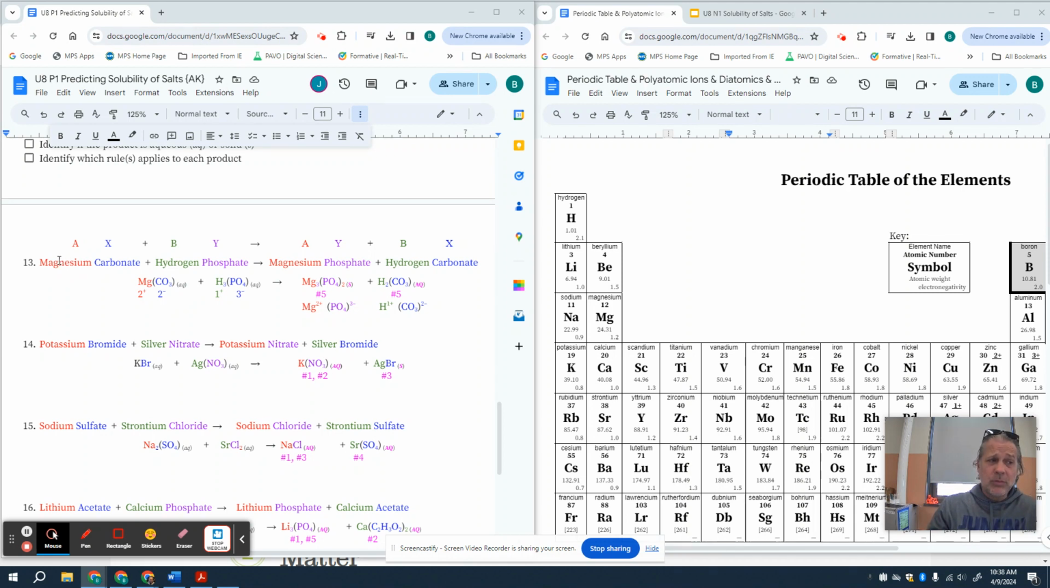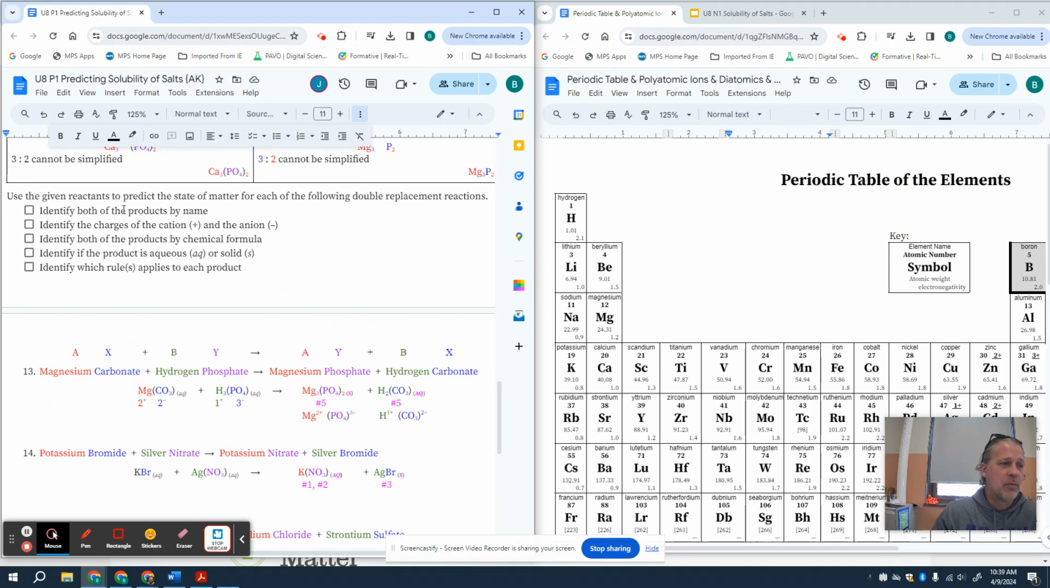So you were given magnesium carbonate and hydrogen phosphate as reactants. You were also given MgCO3 aqueous and H3PO4 aqueous as reactants. So you had this set of reactants, and you had these as a set of reactants. You had to first predict the product. So I said identify both of the products by name. I was looking for you to match up the names over on the product side.